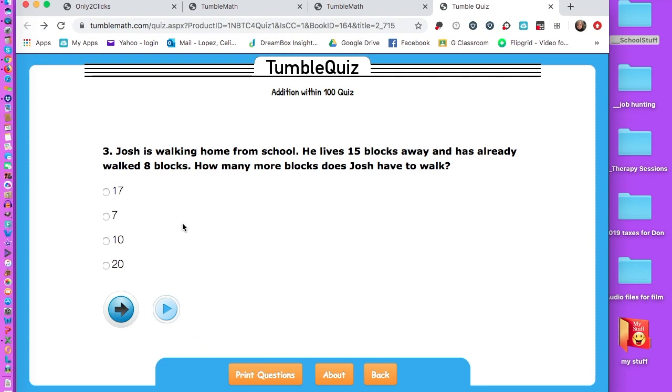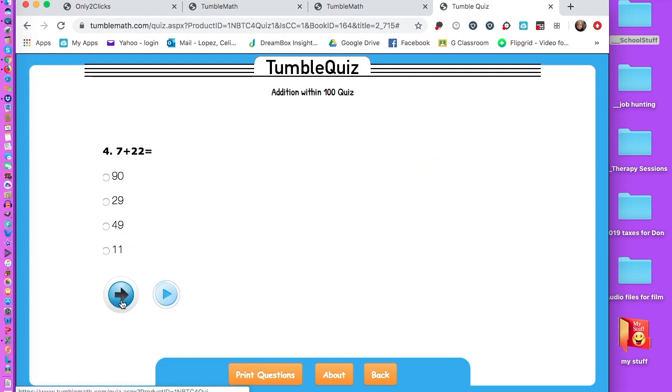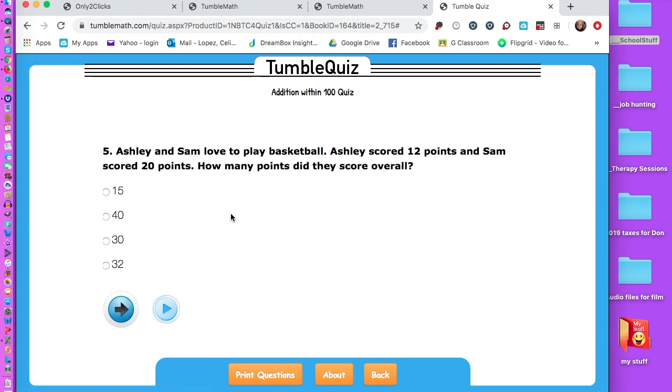So I know the answer. The answer is 7, but I'm going to go ahead and pick the wrong answer so that we see what it looks like when we get to the end. This one, that's 29. I know that answer. And here's another story problem that it could read to you, or you can read it yourself.